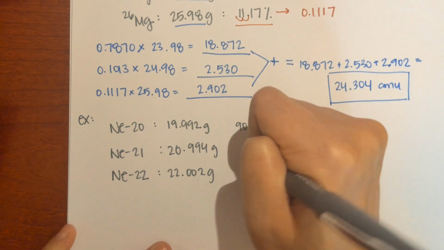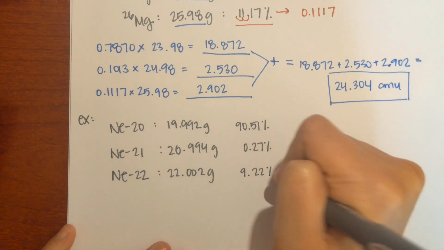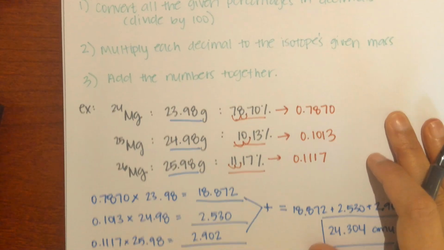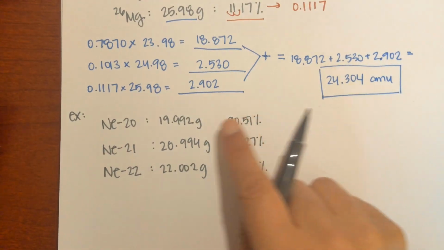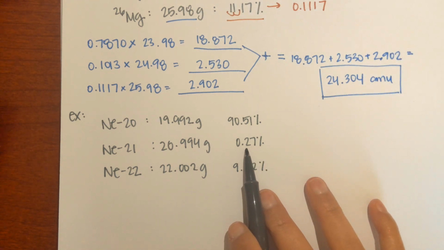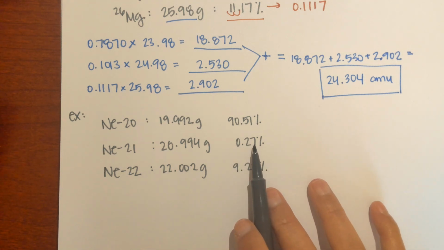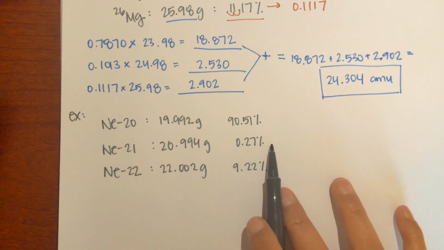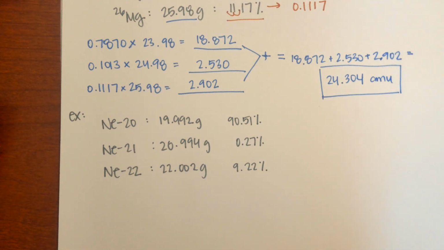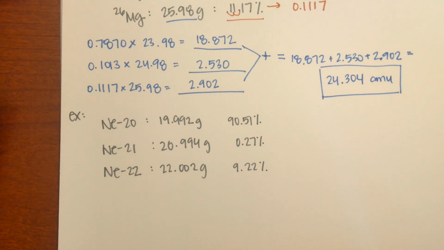And these are my abundances: 90.51%, 0.27%, and 9.22%. So you're going to do the same 3 steps: decimal, multiply, and then add them all together. I just want to point out that sometimes your percent abundances are small, like this one. It is still percent, so you still have to convert to decimal. It doesn't matter how small or how big the percentage is. If it's percent, still divide by 100. So again, pause the video, try it by yourself, and then play once you're done to check your work.